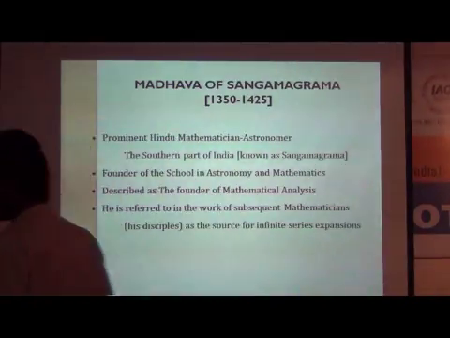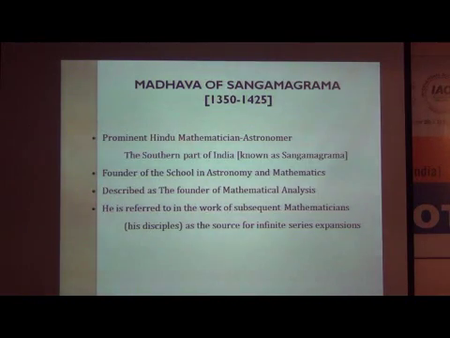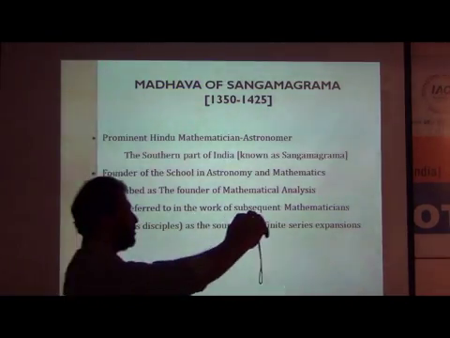The reason for that is he had two disciples. Their names were Nilakanta, and the other one, I forgot the second fellow's name. They had written many books in mathematics, and those books have reference to this guy, Madhava of Sangamagrama.